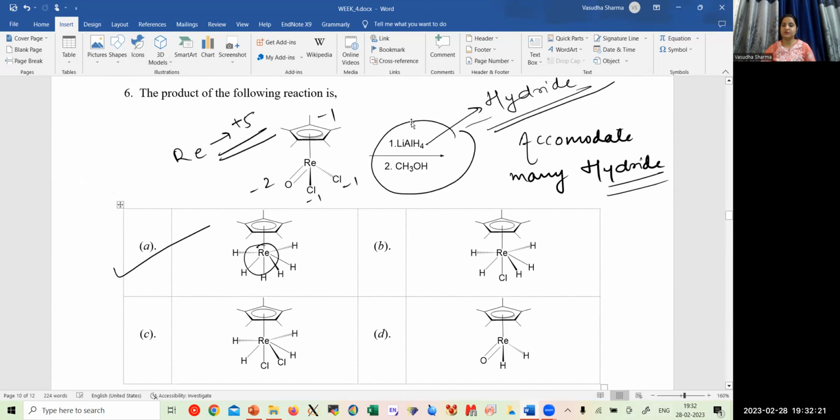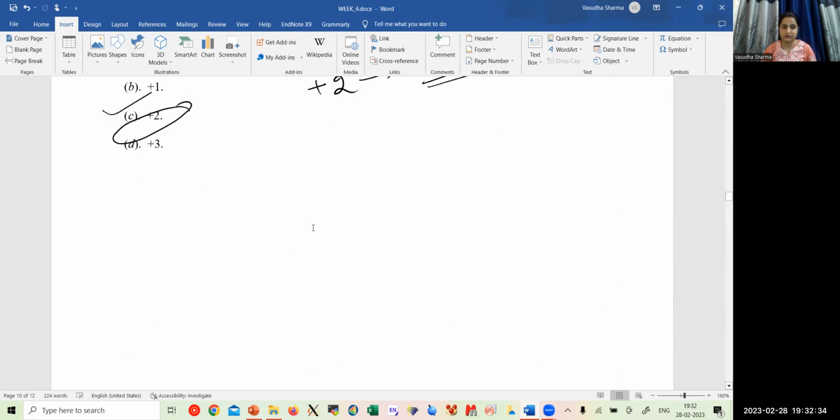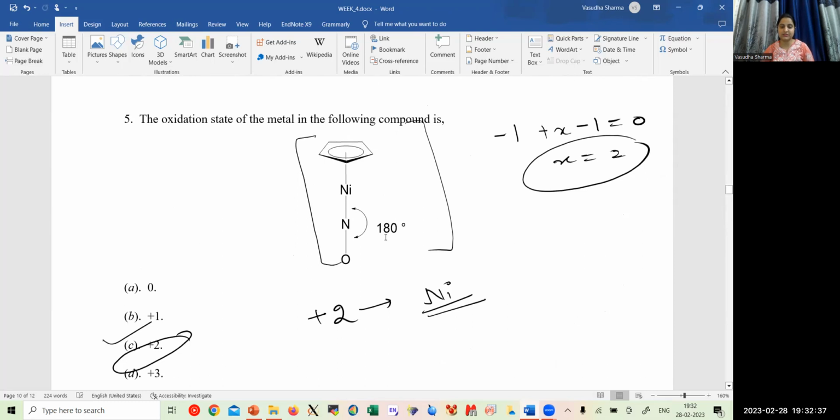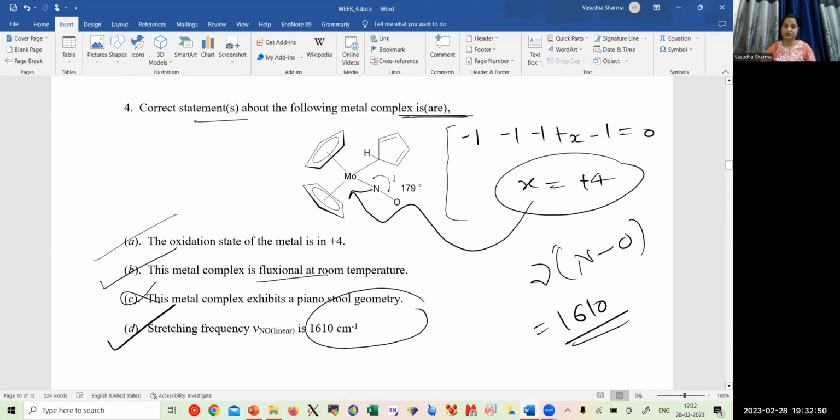Here we saw that in the presence of a hydride source and methanol, it is giving a hydride complex where rhenium is in the +7 oxidation state. It is one of the rare complexes which can accommodate a maximum number of hydrides. So here we need to find out the oxidation state. While generally taking oxidation state into consideration, we take NO as minus, so therefore it will give a plus charge to the metal. Here also we need to find out which other statements are correct.